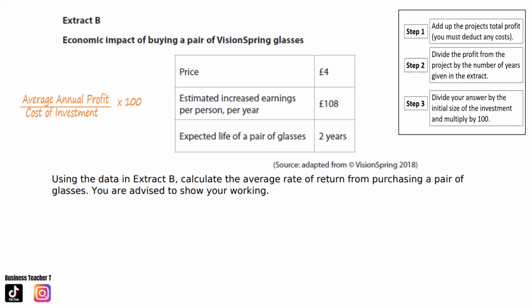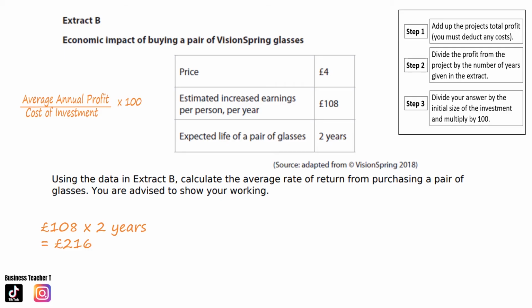Step 1. Add up the project's total profit. Now, if we look at the table, we can see the estimated increased earnings per person per year is £108. The life of a pair of glasses is expected to be 2 years. So we need to multiply £108 by 2, because that's the total profit or the increased earnings for the duration of that time. So it's 108 times the 2 years, which gives us £216.